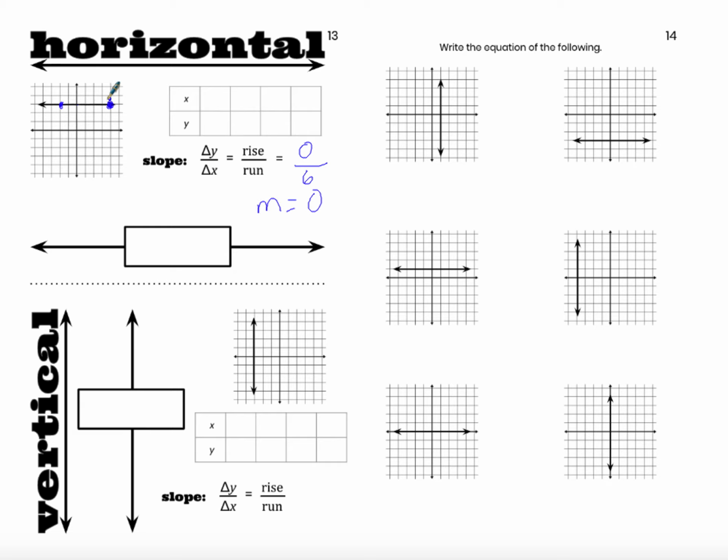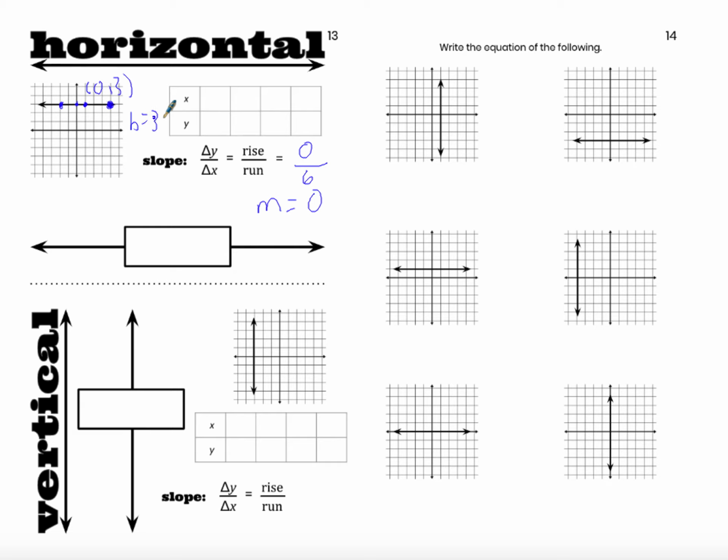And again, these points are just arbitrary. I could have picked any 2 points on this line. I could have chosen these 2 points, and then the rise would be 0 and the run would be 3. That would still give me a slope of 0. My y-intercept, in this case, is (0, 3).